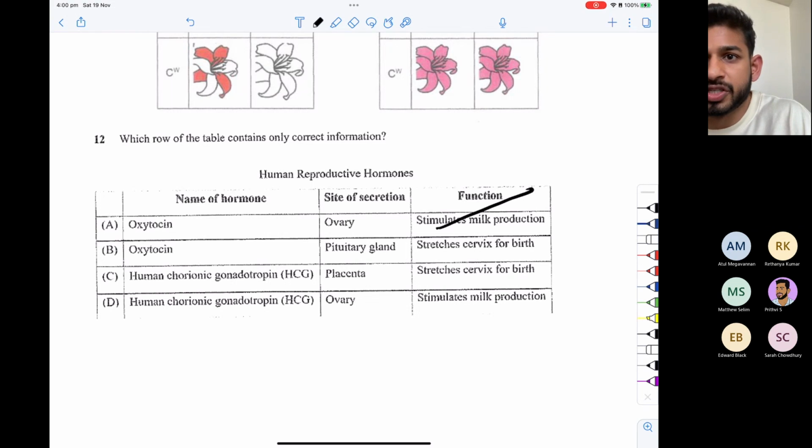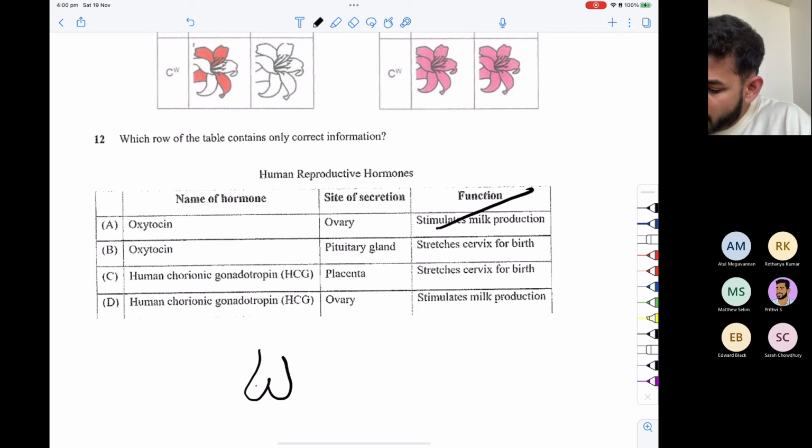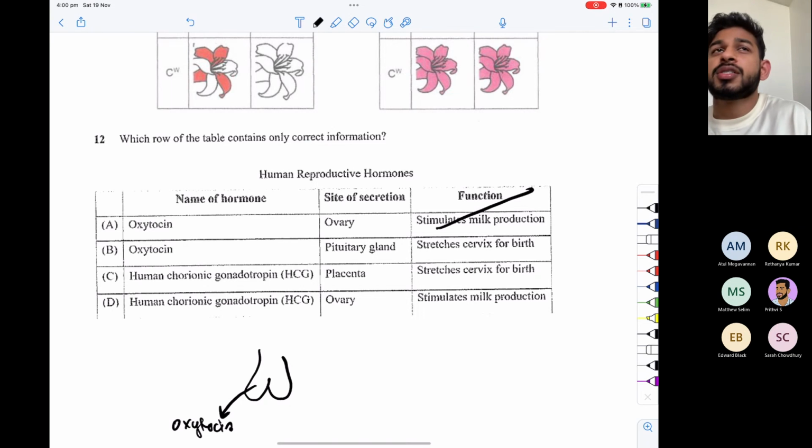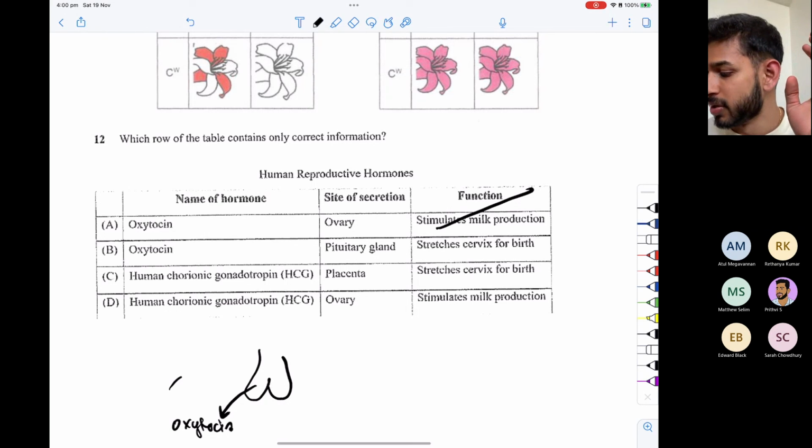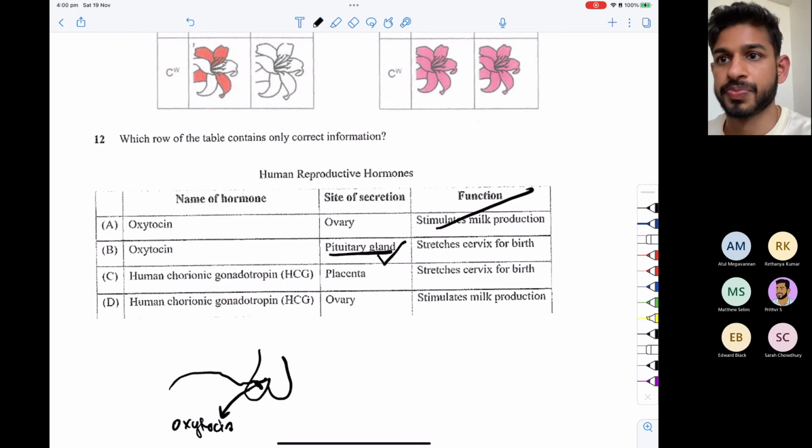What about the site of secretion? Does oxytocin come from the ovary? No, the placenta. Close. Prostaglandin comes from the placenta. Remember, oxytocin comes from the back of the pituitary gland, and it happens because the baby is pushing its head against the cervix. It stretches nerves at the cervix, and those nerves go to the back of the pituitary, and they cause a release of oxytocin. So the pituitary gland would be the right answer for oxytocin.